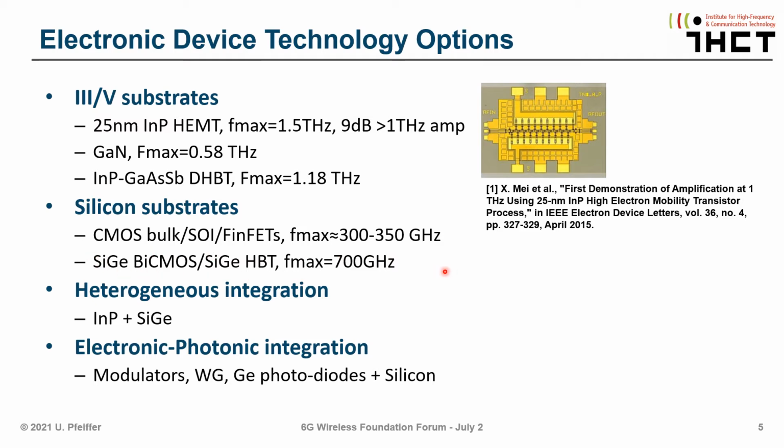The other thing is that there are other technology options available where you can combine the best out of the two top ones here. You can combine indium phosphide devices, for instance, which outperform in power, Fmax, and also noise performance, and you can combine this with the high-speed SiGe HBT transistors. Another interesting technology option is to combine the best of electronics with the best of photonics. And there you have the benefit of using modulators, waveguides, and germanium photodiodes, plus you have all the silicon backend available.